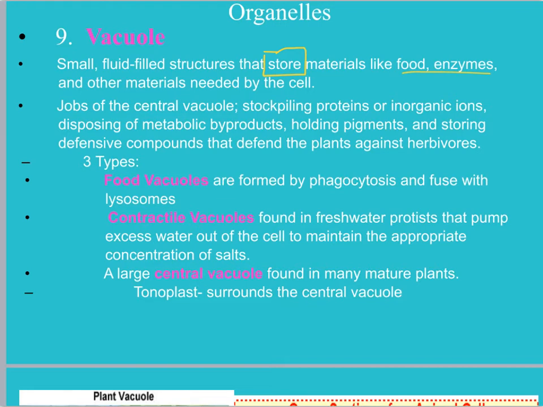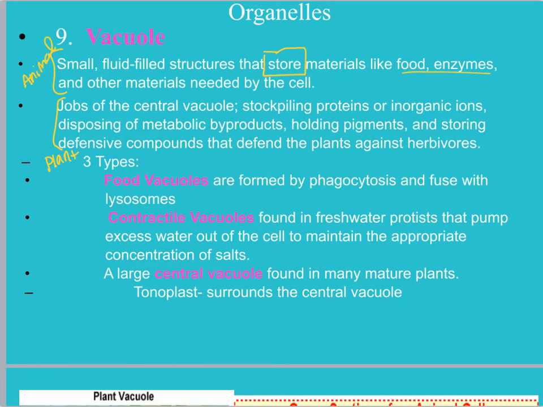They could stockpile or store proteins and other ions. They can possibly dispose of byproducts from respiration, the metabolic byproducts. They can hold pigments, and that's specifically going to be more for plant cells. And they might have defensive compounds. Think like poison ivy. That's a defense compound that's in the plant cells. So this is going to be more like plant, and this is going to be more like animal.